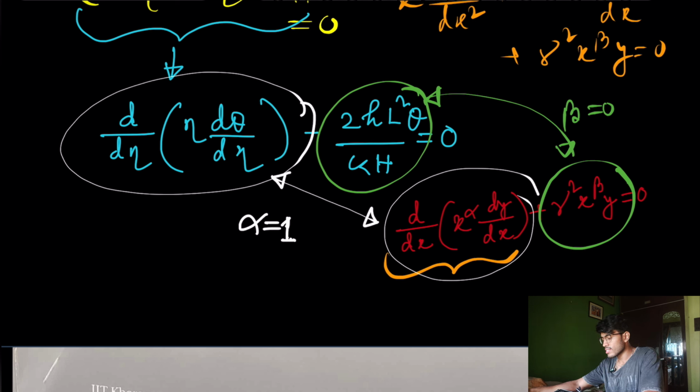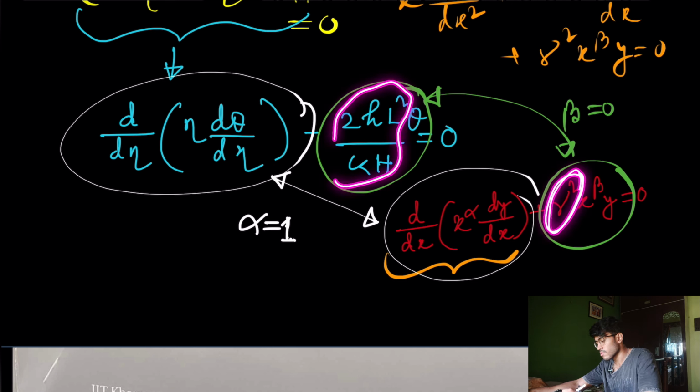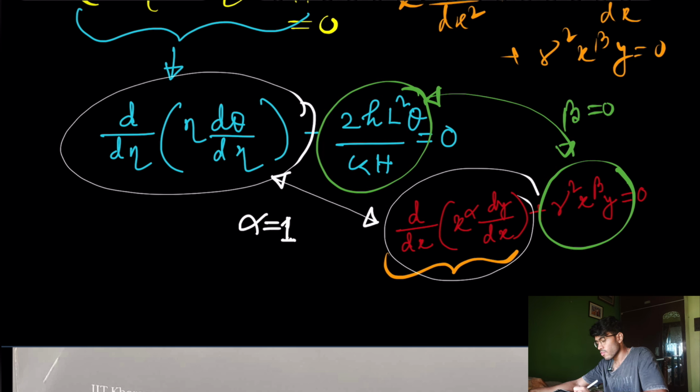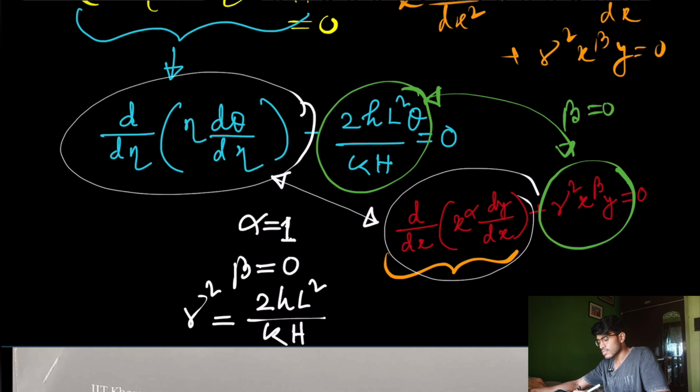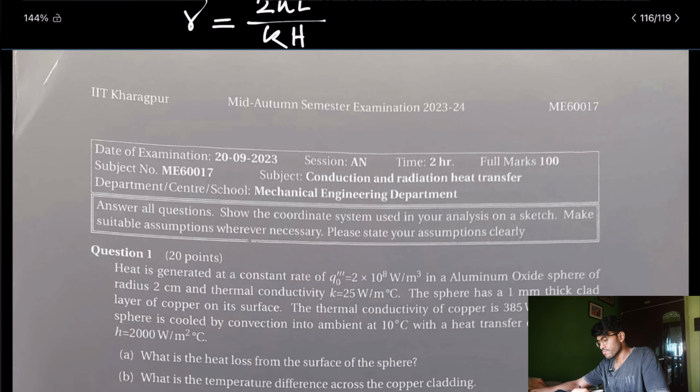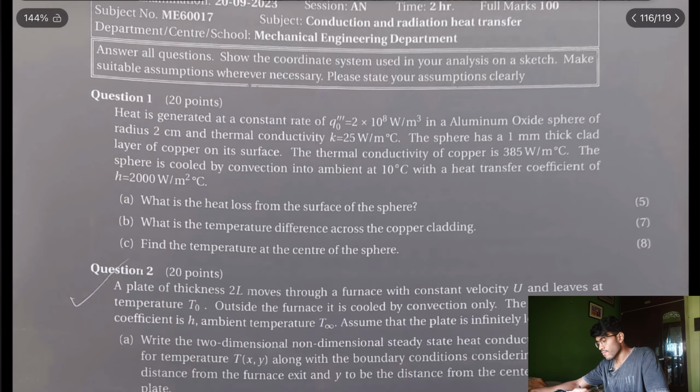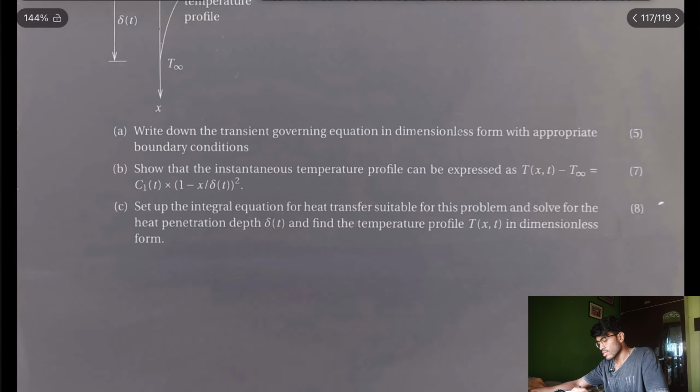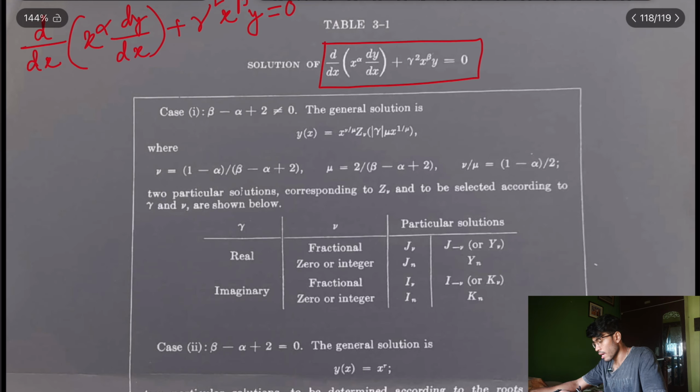So here there is no eta, so beta is equal to 0, and here I have this y and this theta, so these terms are matching. That means my gamma square is equal to this whole term. So my alpha is equal to 1, beta is equal to 0, and my gamma square is equal to 2h L square by kh. Then you can get the gamma, right?